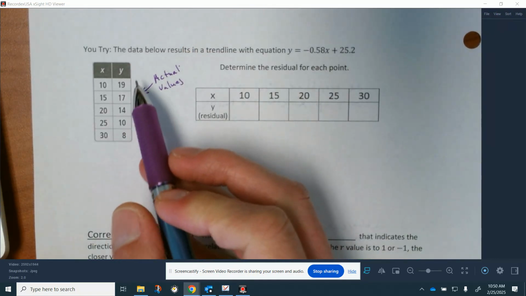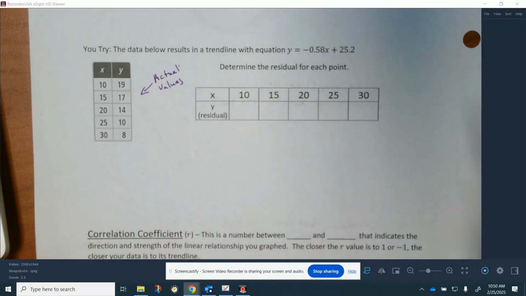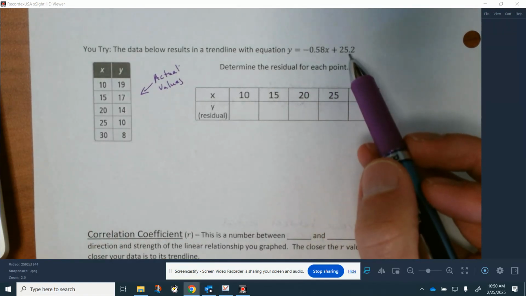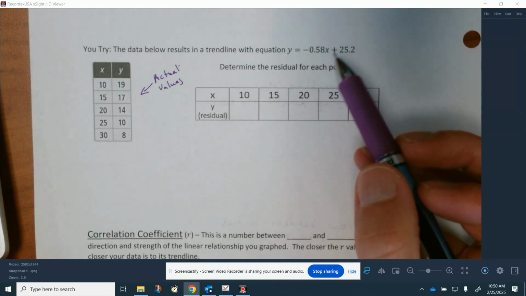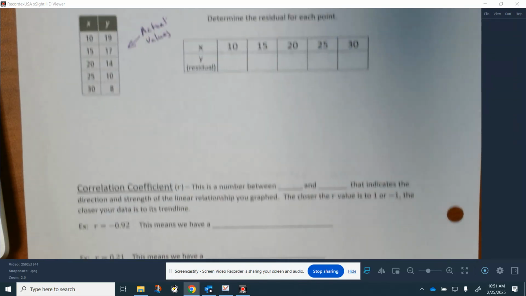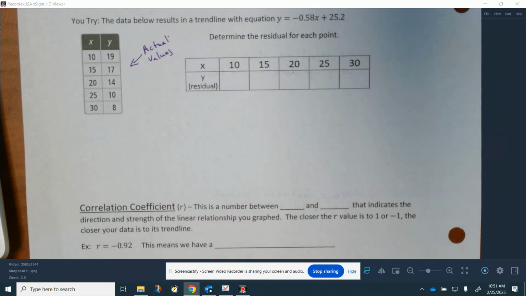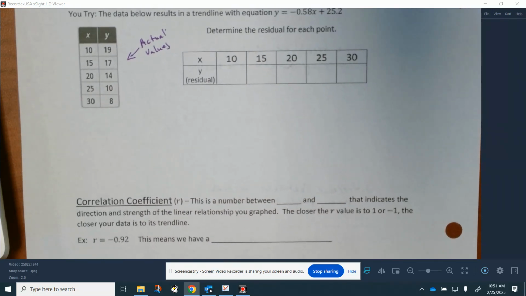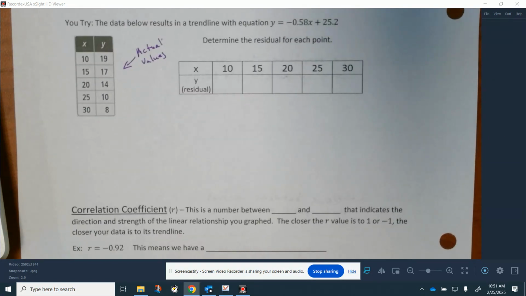Because when we did our experiment, we got this table, right? Our trend line is the prediction equation, what we would predict to get in the future. And so the residual is how far apart both of those are. Okay? So pause it, find the residual for all five of these, and then we're going to move on. Okay? Remember, residual, actual minus predicted.